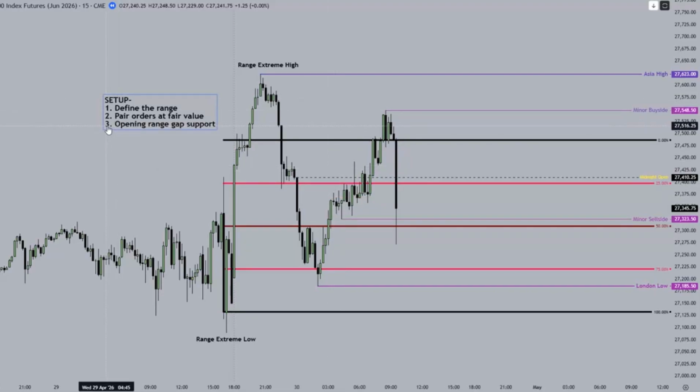Then moving on to the third part of the criteria, we need the opening range gap support. So if you're wondering what these big thick lines here with 0, 25, 50, 75 and 100% are, this is delineating the opening range gap from yesterday's closing price to today's 9:30 a.m. opening price.